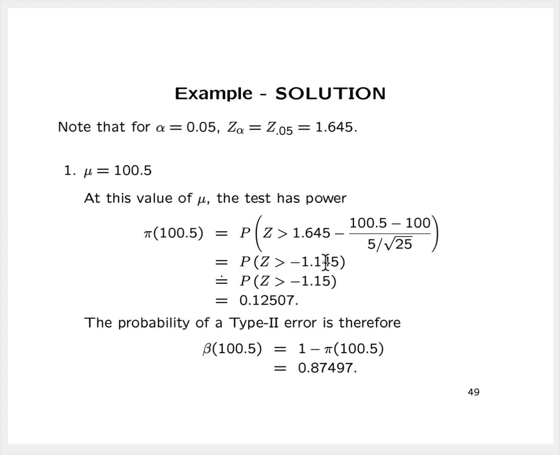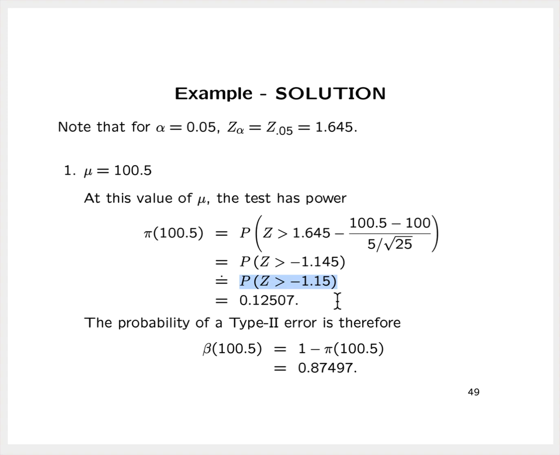So the power evaluated at 100.5 is approximately equal to the probability that the standard normal random variable is greater than negative 1.15, and that's equal to 0.12507. So there's about a 12.5% chance that if mu is equal to 100.5, we would get a hold of a sample that would lead us to reject the null hypothesis, to detect the fact that the null hypothesis is false and therefore needs to be rejected.